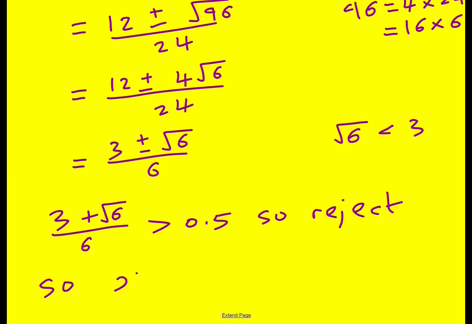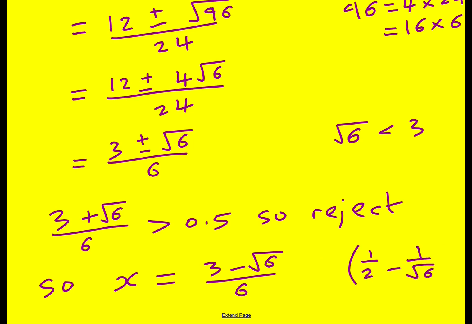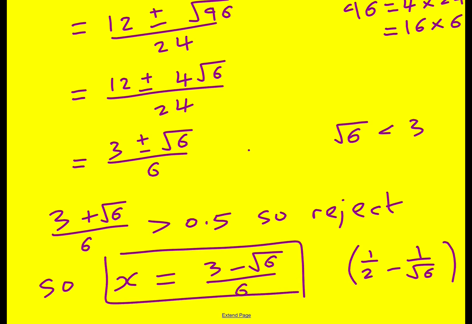So finally, x is going to equal 3 minus root 6 over 6. And I think that's a pretty good way to leave it. You could write it as a half minus 1 over root 6. When I originally did the problem, that's how I left it. But actually, I think it's pretty decent like this. Brilliant.